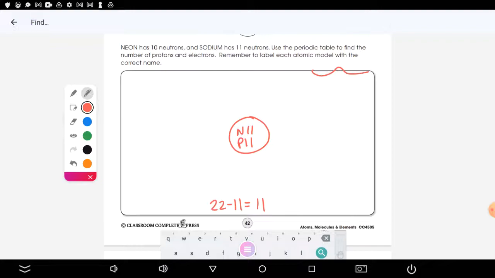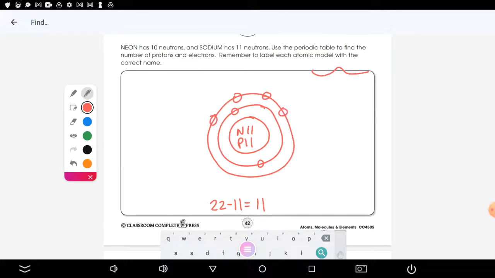Now I need my electrons. How many electrons do I need, Max? 11. Okay, why? Because it's the same as the protons. So I put 2 in my first ring. How many can be in my second ring? 8. So this one needs how many rings? 3. How many will be in my last ring? Just 1, because 2 plus 8 is 10, and then I have one more ring with just 1 floating out there.